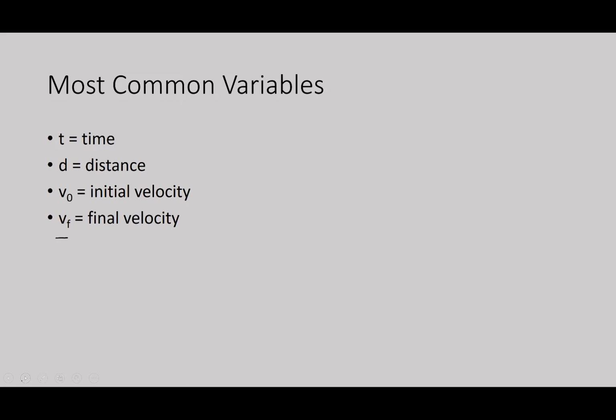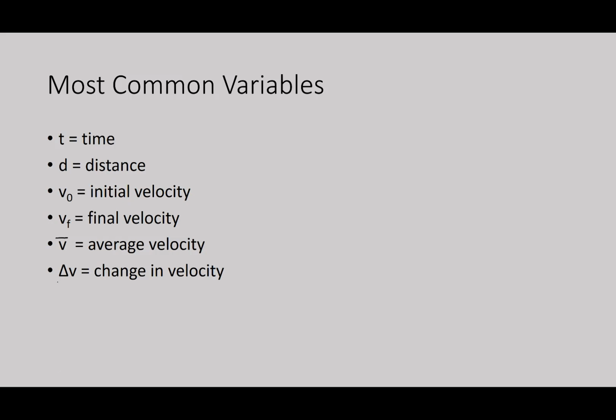V sub f represents our final velocity. Now that doesn't necessarily mean the velocity at the end of motion. It means the velocity at the end of whatever our problem is referencing. So if we're looking at an object that's moving for 3 seconds, our final velocity for that particular problem would be the velocity that's occurring at 3 seconds. V with a bar above it is our average velocity.